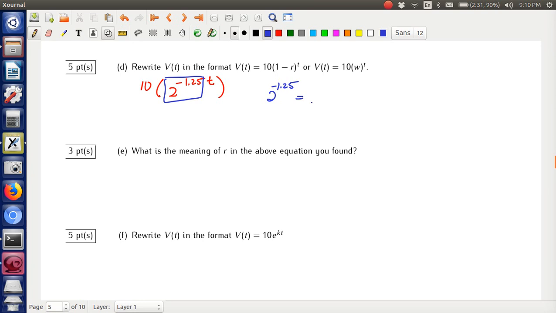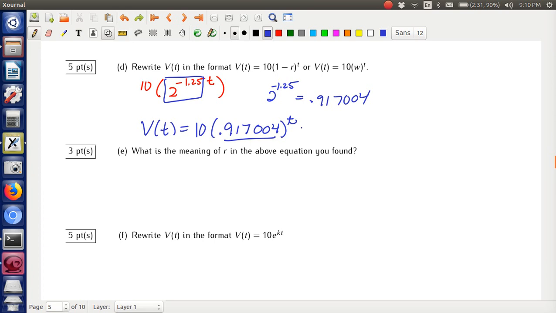is going to give us 0.917004. So the answer is V of t. The 10 just stays put. It just minds its own business. It's not doing anything. So that's what it looks like. And this is the W, so this is W.